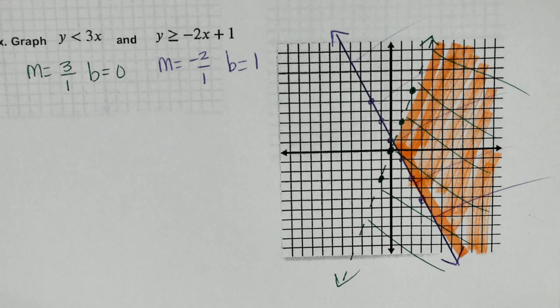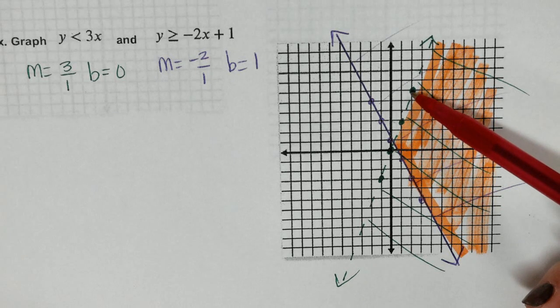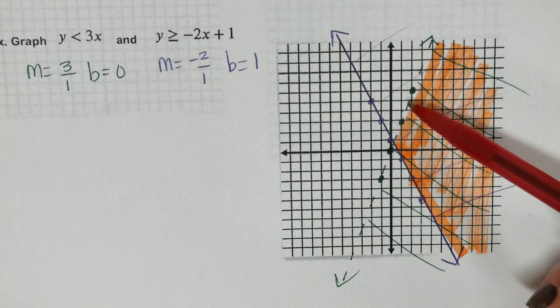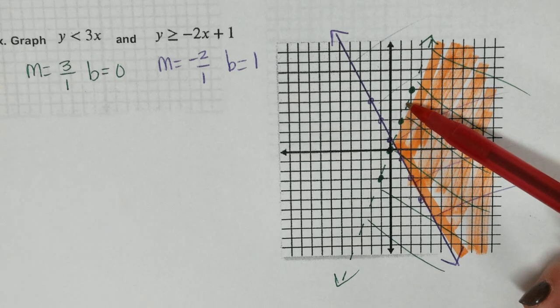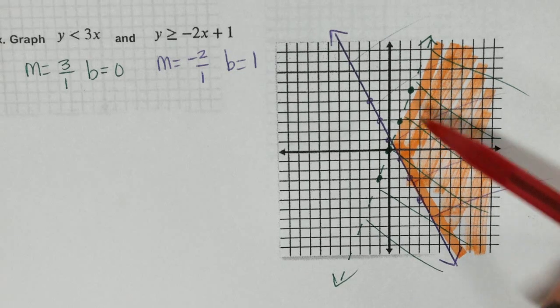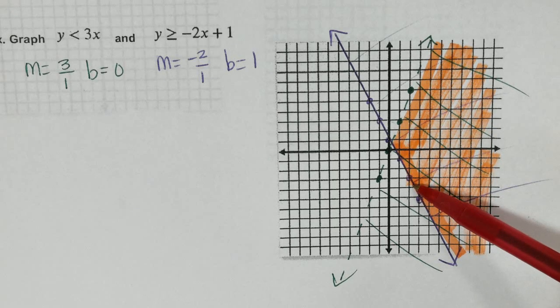Okay, question. Would anything right here on this dot, on this line, be a solution? No. Why not? It's dashed. It's a part of the solution set because it's right next to it, but it's dashed. How about right here? Yes, because it's part of the solution set and it's solid.